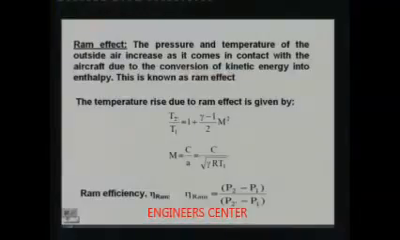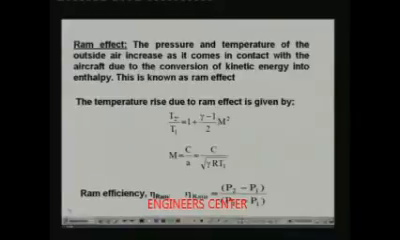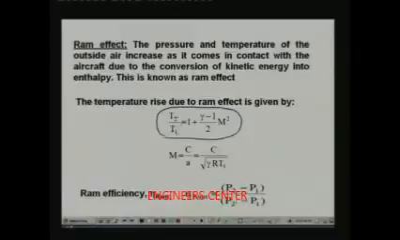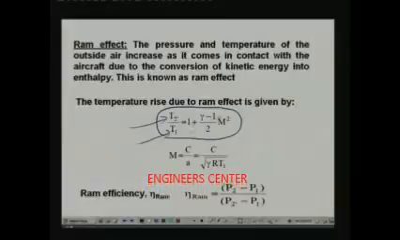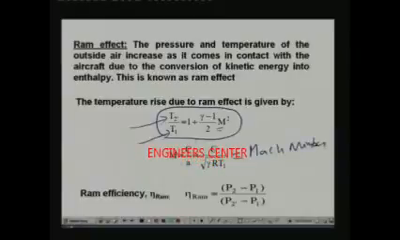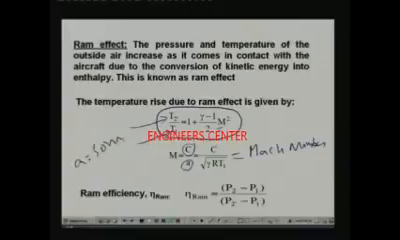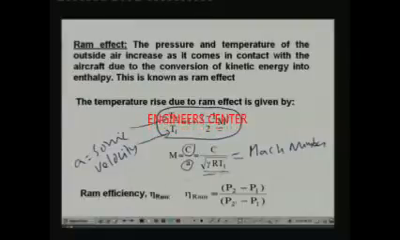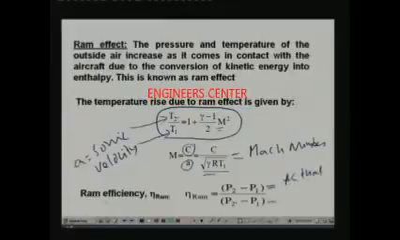You can very easily show that the temperature rise during the ram effect is given by this relation: T2 dash by T1, where T2 dash is the temperature at the exit of the ram process and T1 is the ambient temperature, equals 1 plus (gamma minus 1) by 2 into M squared, where M is the Mach number. If you remember, the Mach number is defined as the velocity of the aircraft divided by the sonic velocity. A is the sonic velocity, which for an ideal gas is equal to the square root of gamma into R into T1. Because the ram process is not strictly isentropic, you can define a ram efficiency as the actual pressure rise divided by the pressure rise if the process were isentropic.